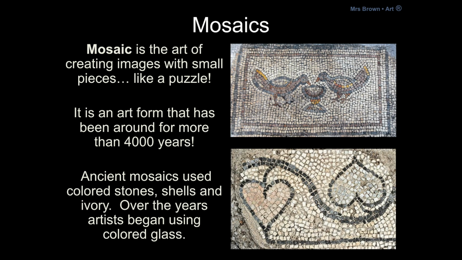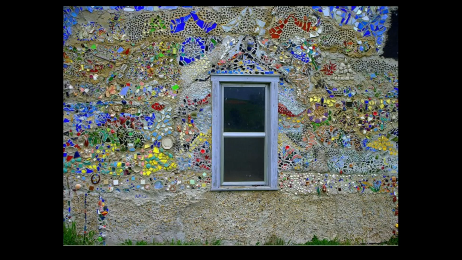So ancient mosaics were created using things like colored stones and shells, pieces of ivory, and then over the years, artists began using things like colored glass. You can see this one here is a gorgeous mosaic that covers the outside wall of a building, and it uses a huge variety of pieces of glass, stone. I think I even see some broken pieces of ceramic plate in there.